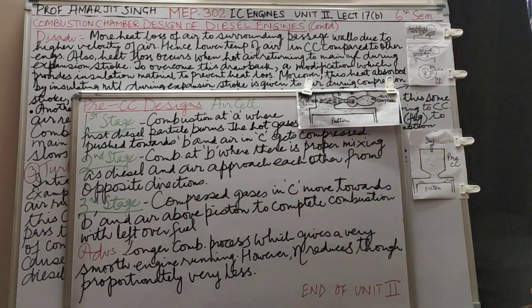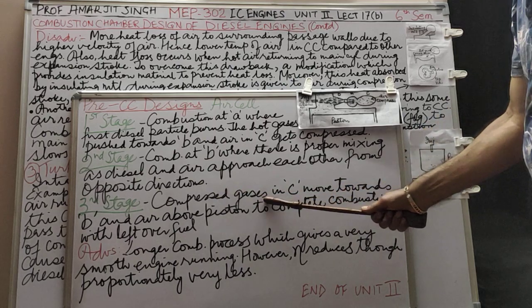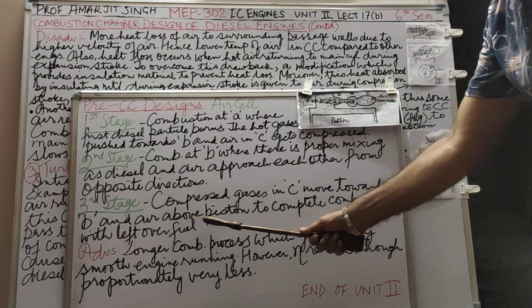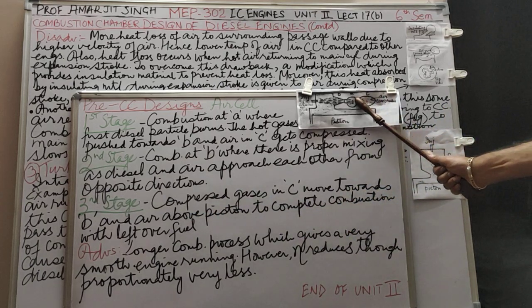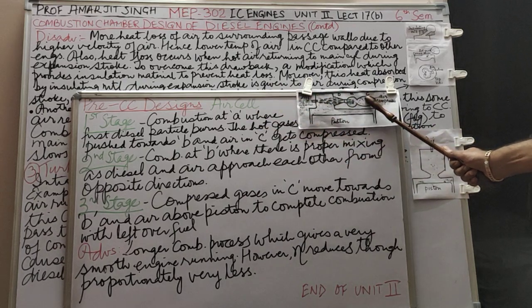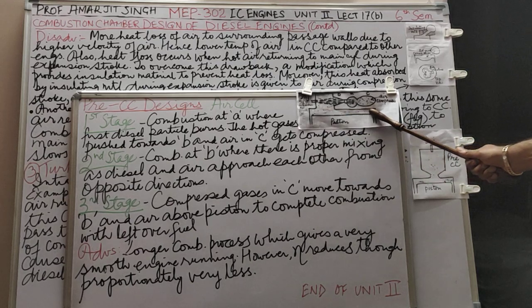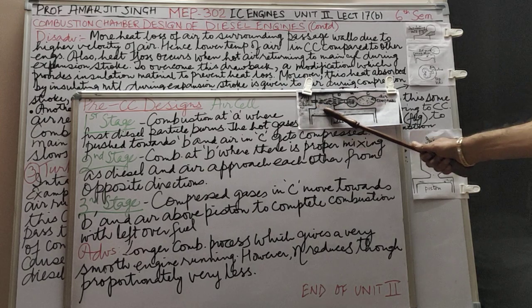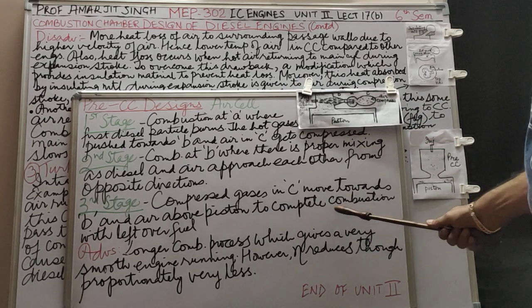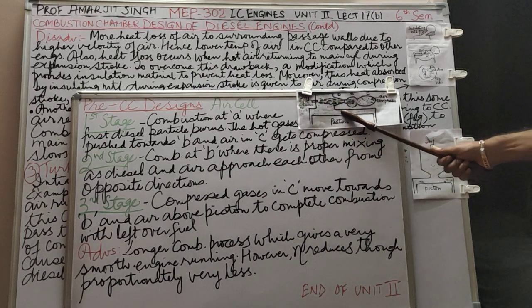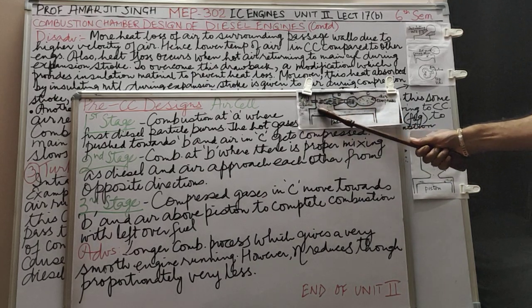Let us see the third stage. Compressed gases in C, which have already started moving in the previous stage, move towards B, and the air above the piston also moves towards B. Some of it has already moved in the second stage. A lot of compressed air goes towards B, and also to this area above the piston in the cylinder head, to complete the combustion with leftover fuel. Whatever was left over moves here, and the combustion takes place in this area.